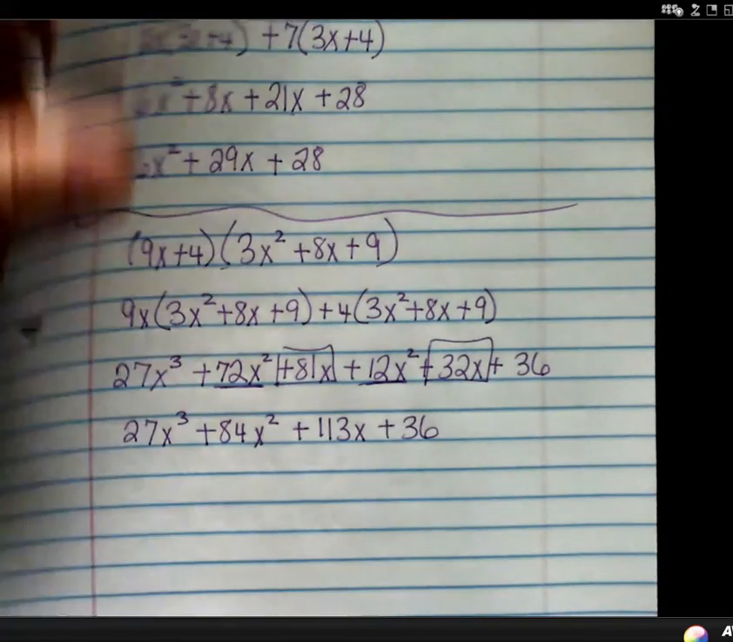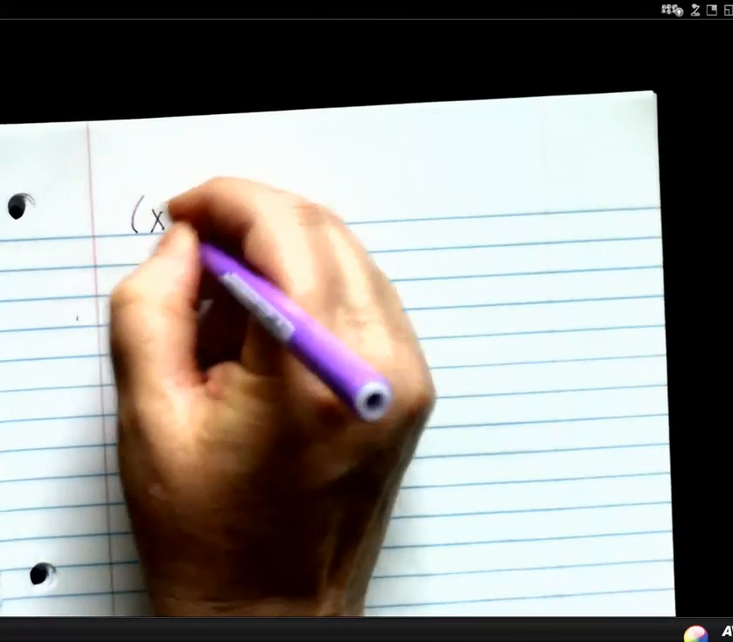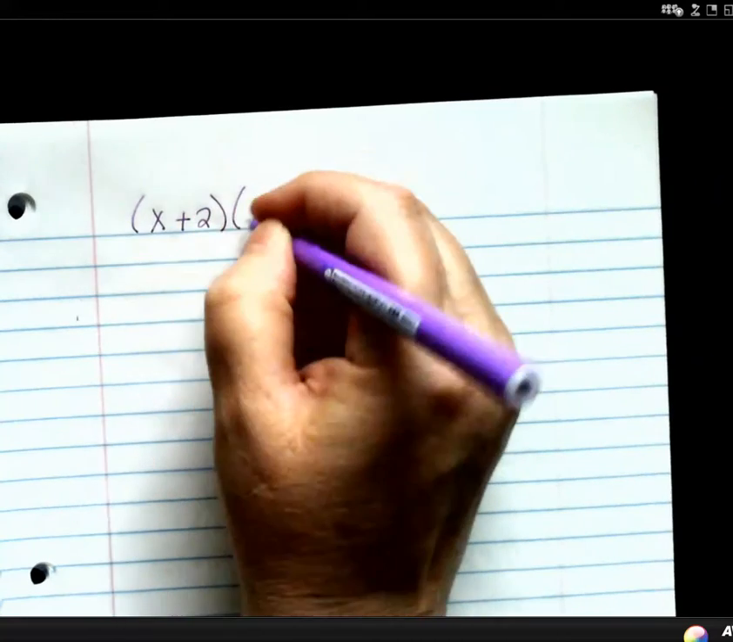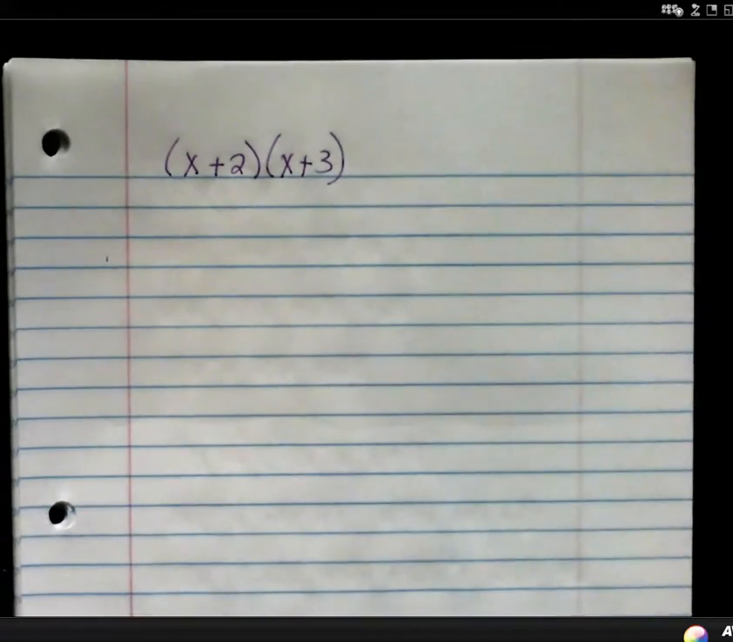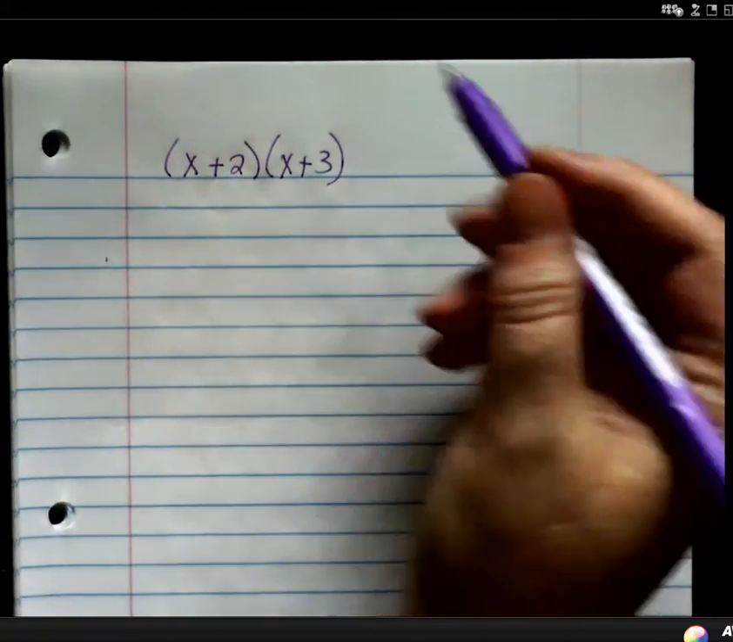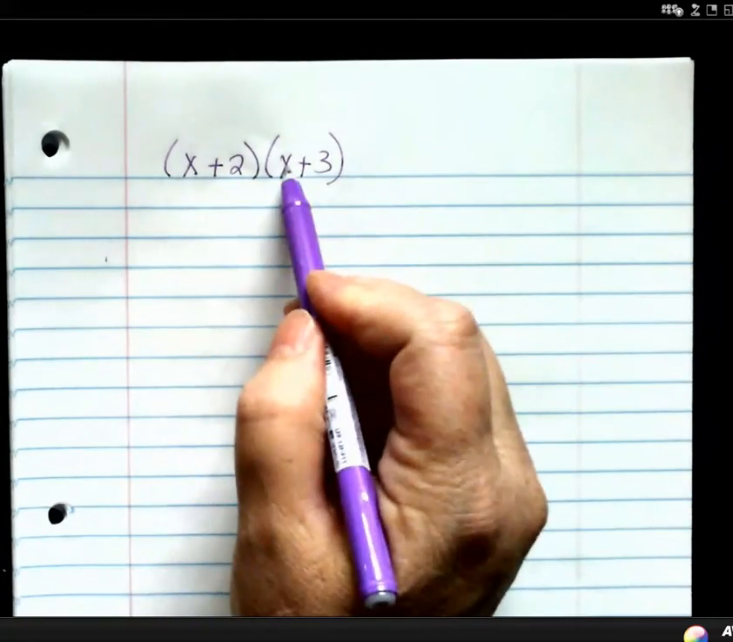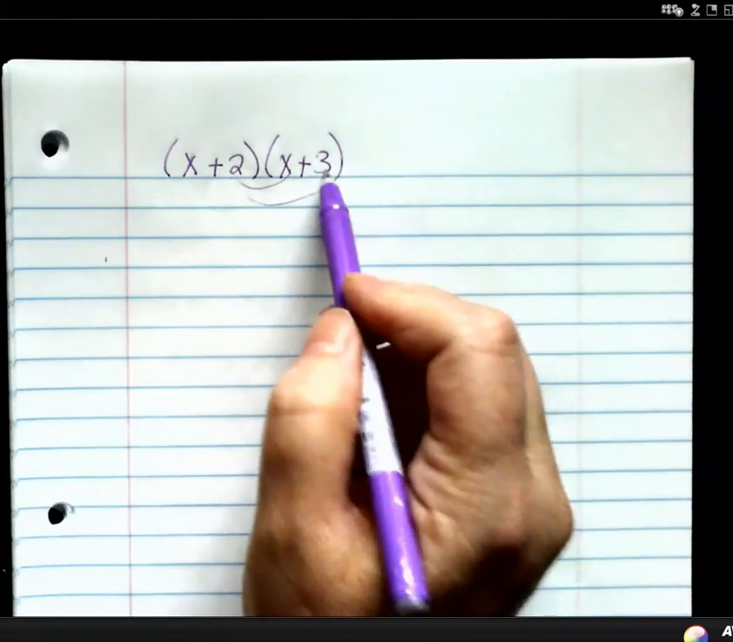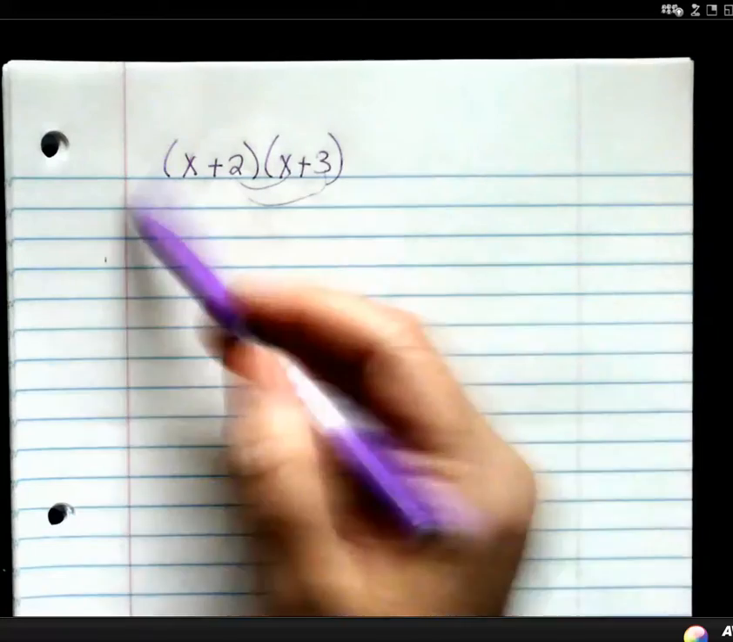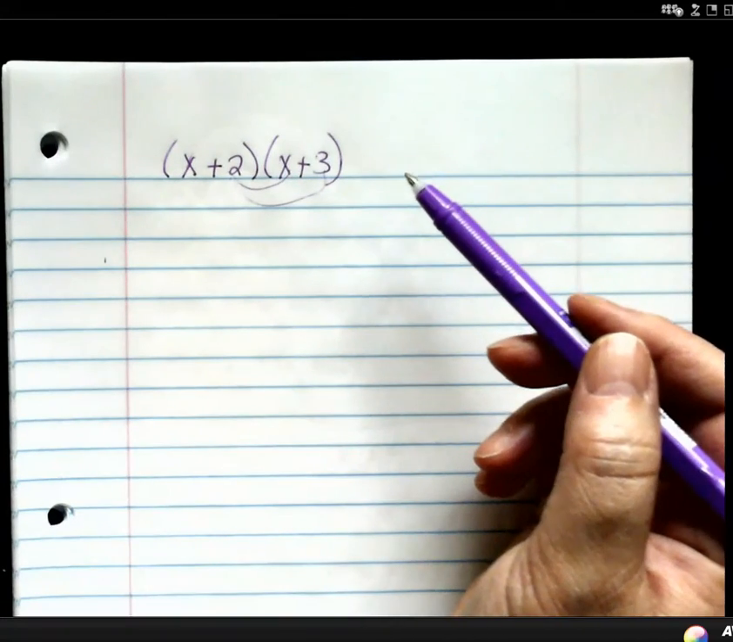Now, a lot of times you'll see people use FOIL to multiply. It doesn't matter how you do it, you will get the same answer each time. FOIL stands for first, outside, inside, last, which is first numbers, outside, inside, last. And that's how I learned it. However, the word FOIL always freaked me out.